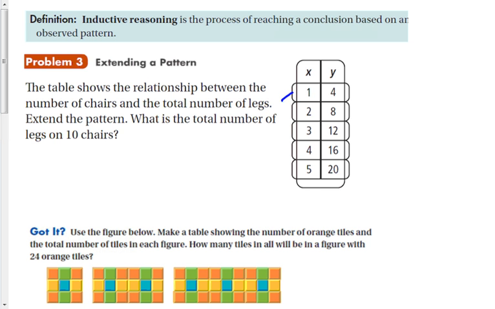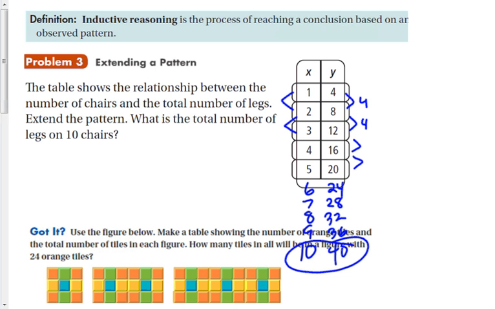Well, obviously x is going up by 1, so we can extend that pattern until we get to 10, because we want 10 chairs. And then if you subtract consecutive values in the y column, you always get 4. So this is adding 4 every time. So if we want to keep adding 4, that'd be one way to get the answer. And get 40 legs for 10 chairs.